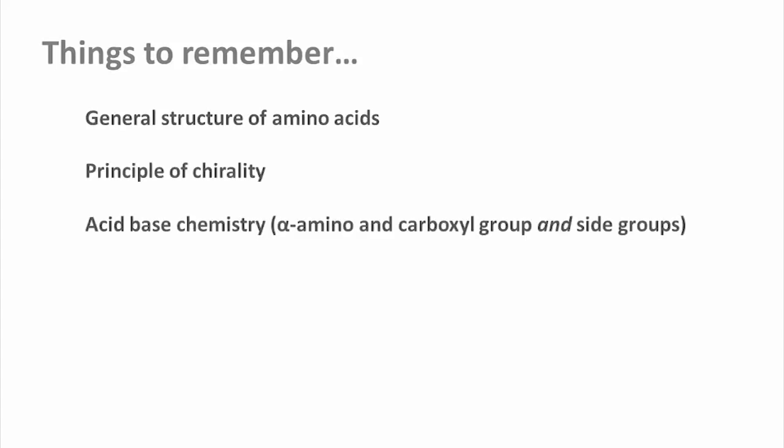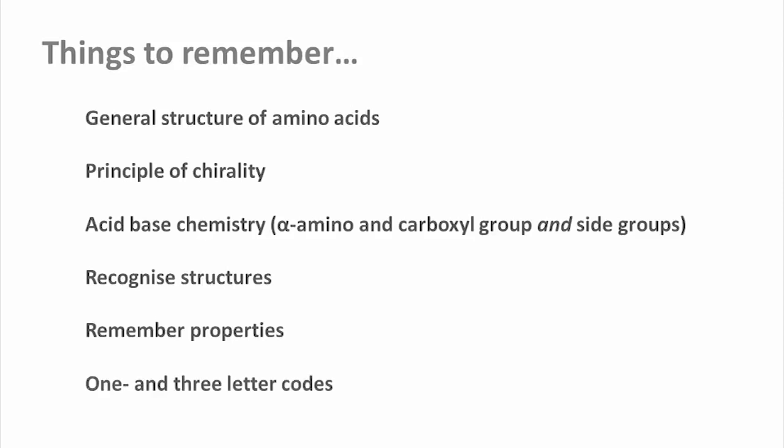So wow, that's a lot to remember. You should know the general structure of amino acids, that is, know that there is an alpha carbon atom which has an amino group, a carboxyl group, a side chain and an extra hydrogen atom bound to it. You should know that the alpha carbon atom is asymmetric, and what the acid-base chemistry of amino acids and the side chains is. You don't need to be able to draw all the structures from memory, but you should recognize them and remember what properties they have. And finally, the 1- and 3-letter codes of amino acids are essential knowledge.